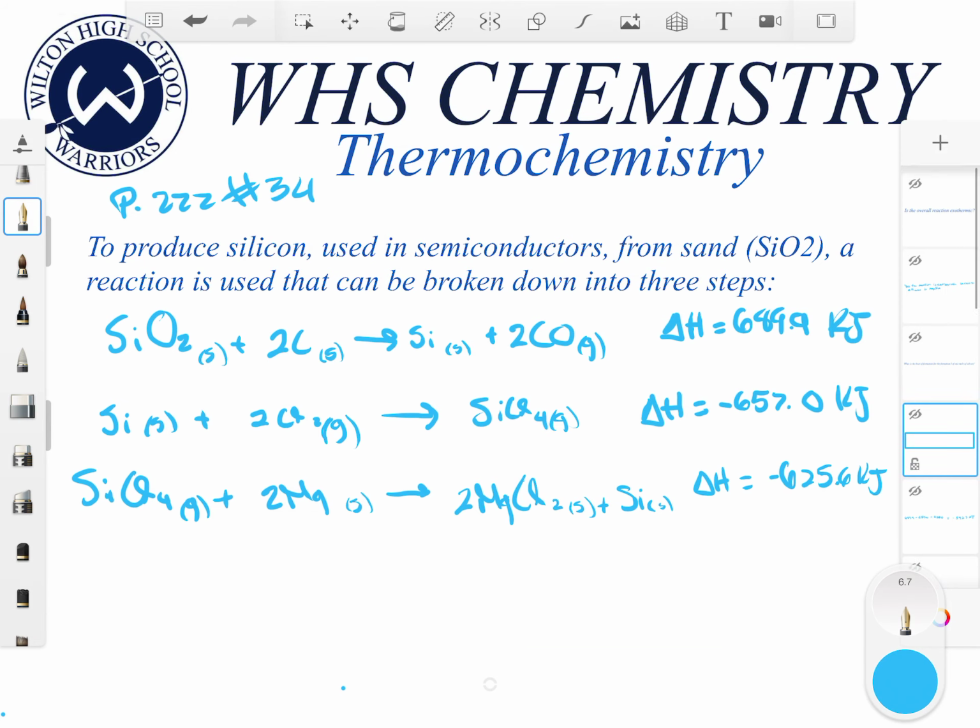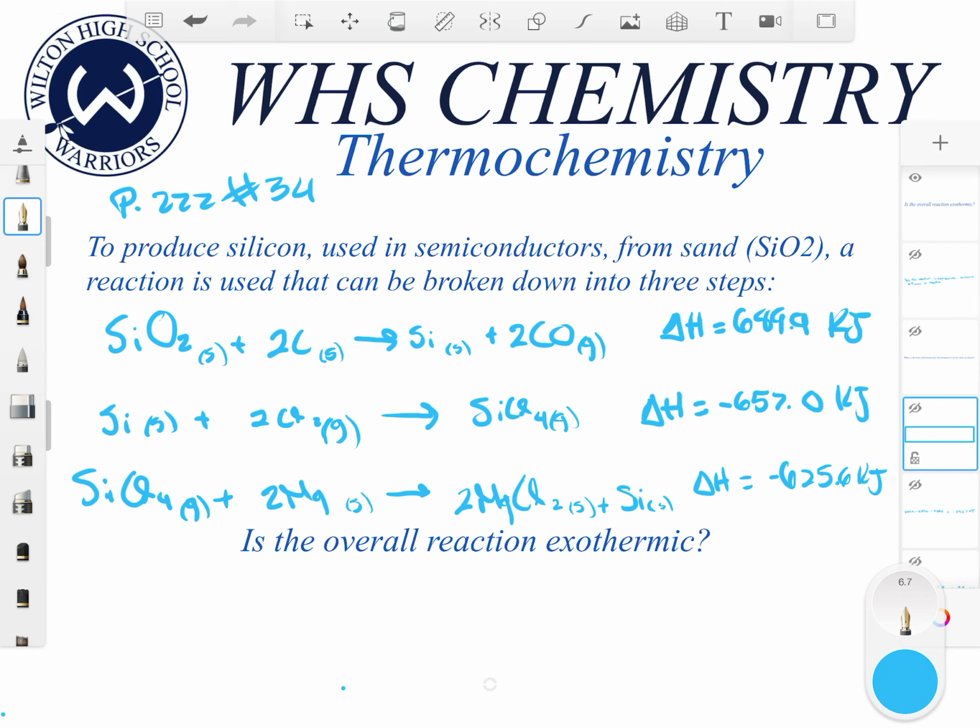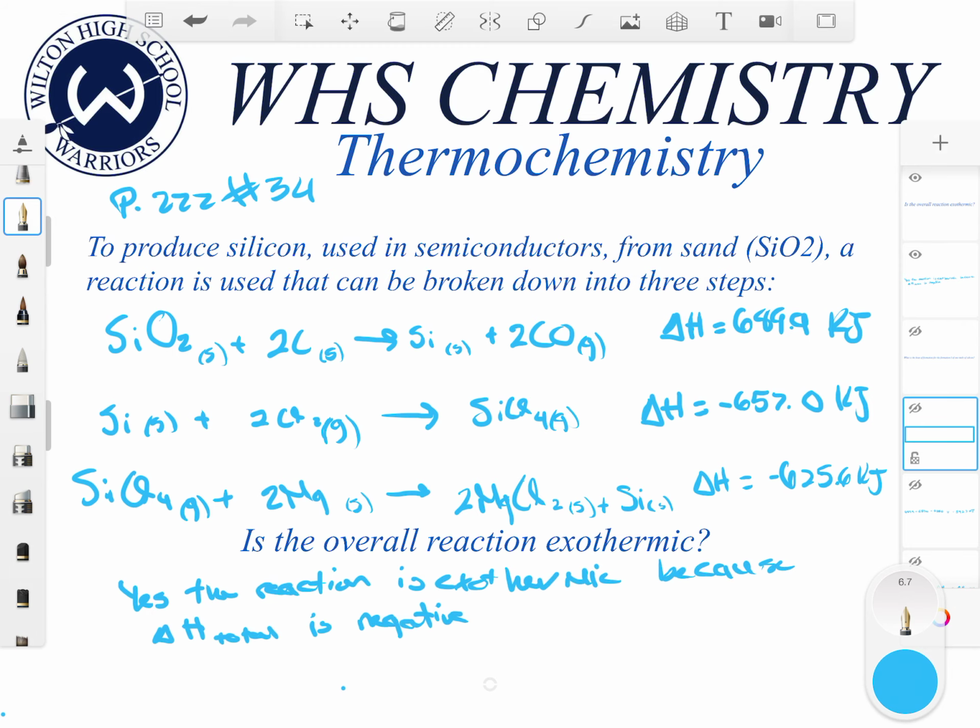Now for the final part, we're asked, is the overall reaction exothermic? As we learned earlier in the year, to tell if a reaction is exothermic or endothermic, all you need to do is look at the delta H value, and depending on the sign of it, you can tell whether it is exothermic or endothermic. As the total delta H value that we solved for in the past part was negative, we can conclude that yes, the reaction is exothermic because delta H total is negative.